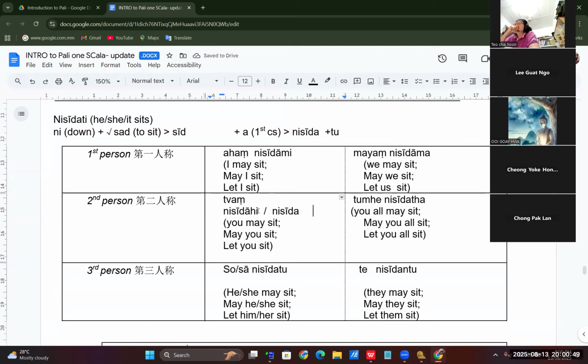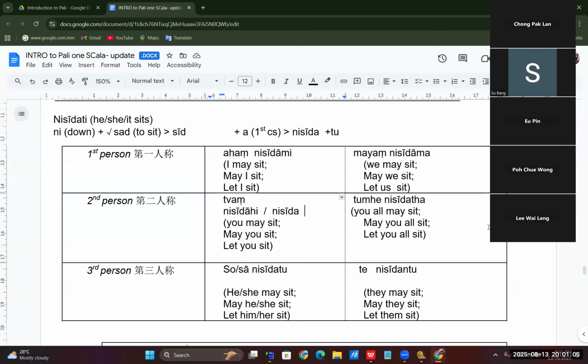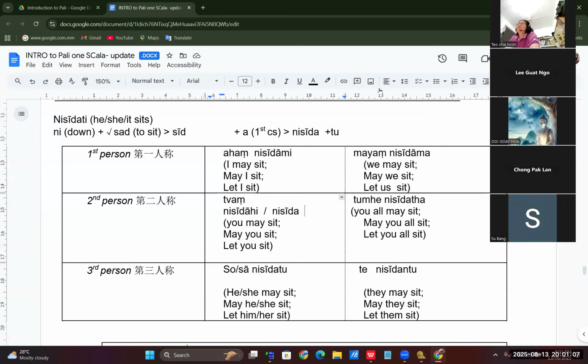Anyway, you just need to remember tu entu hitamima. But for the second person, before the hi, there's a long A here. So nisidahi. And there's a short form nisida. So when we give command, we normally don't use the word hi. We just say nisida. Nisida should be enough already. The first one, let me sit, instead of let I sit. Okay, let me sit. Okay, let me see.